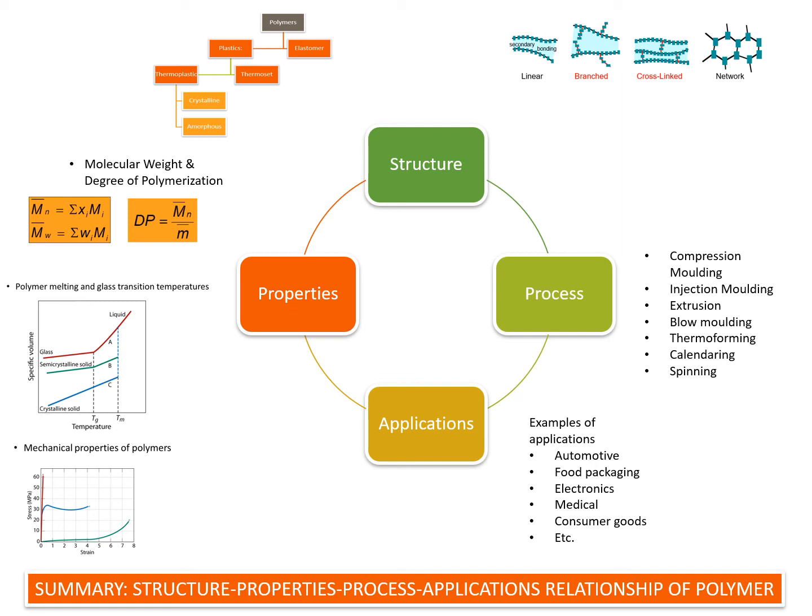We have also related the properties with a suitable process for each. Compression molding, extrusion, injection molding, and blow molding are some of the main processes suitable for thermoplastic and thermoset materials. And thermoforming, calendering, and spinning are some other common processes applied for polymer materials. For examples of applications, there is a widespread spectrum, and some of them include automotive, food packaging, electronics, medical, consumer goods, and so on.